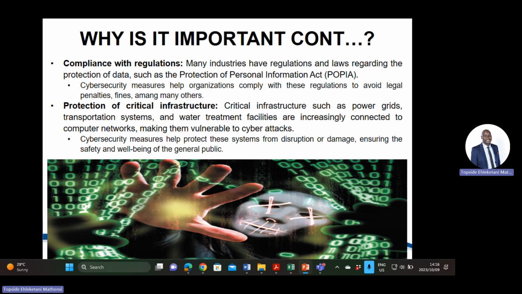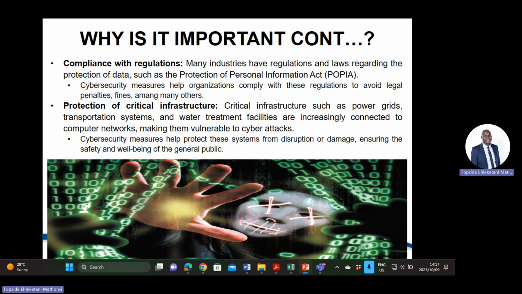Another reason why it is important is that we need to comply with regulations. Many industries have regulations and laws regarding the protection of data. One of the regulations that we have in South Africa is the Protection of Personal Information Act. Cybersecurity measures help organizations comply with those regulations to avoid legal penalties, fines, among many others.